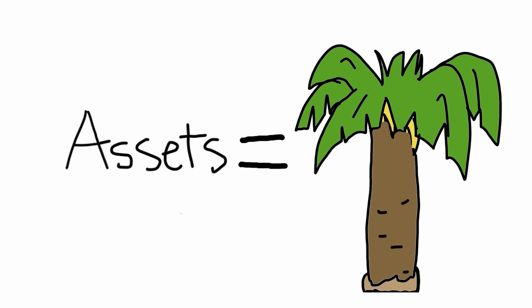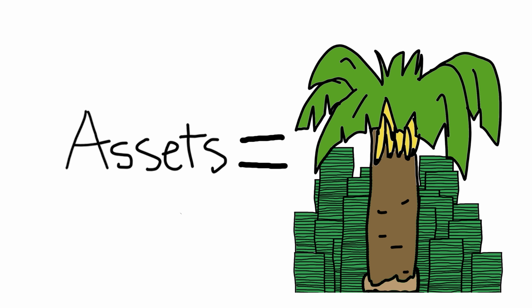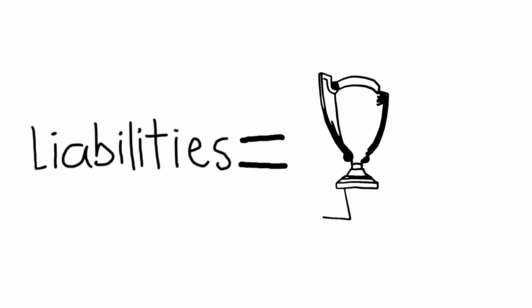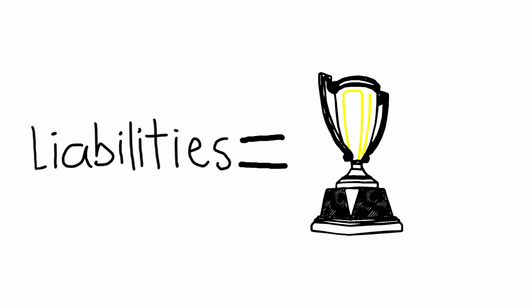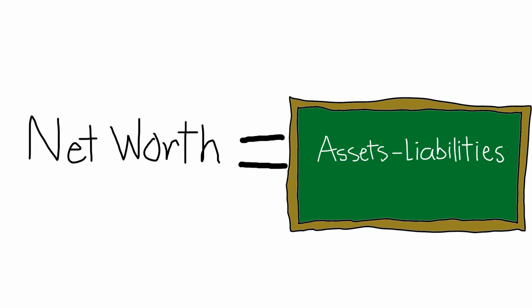Banana summary. Assets equals a banana tree that gives fruit every week. Liabilities equals a golden statue that does nothing. Net worth equals everything a monkey owns, minus what he owes.